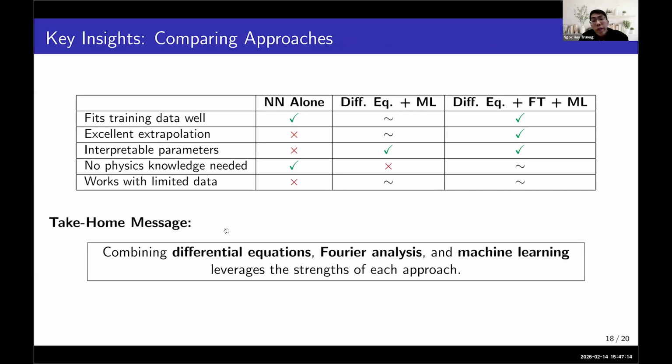In the Jupyter Notebook, I also provide a table comparing all of these. You have only the neural network, then machine learning with the equation but bad initial values, and the last component is the complete pipeline. We want to make sure students know the advantages and disadvantages of each approach. The take-home message is that combining equation, Fourier analysis, and machine learning leverages the strength of each approach. You need a little bit of the strength of all of that.